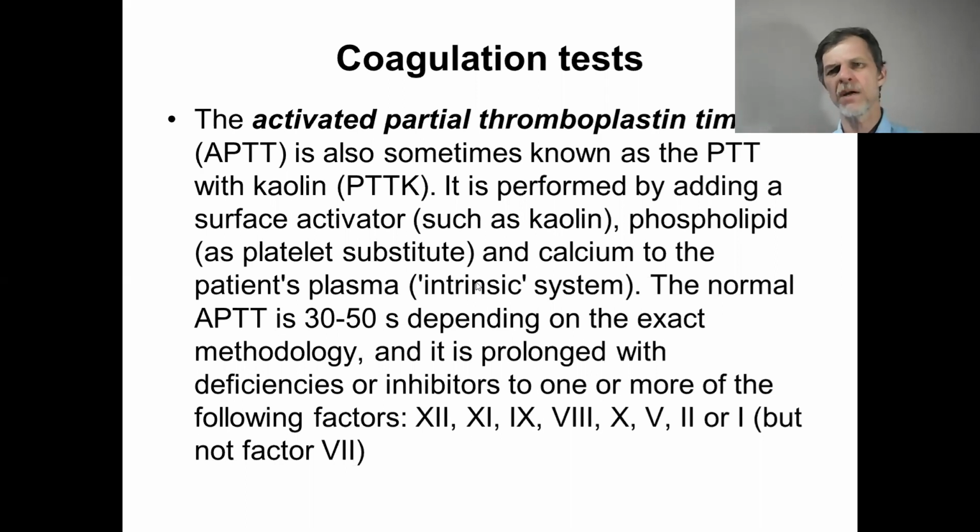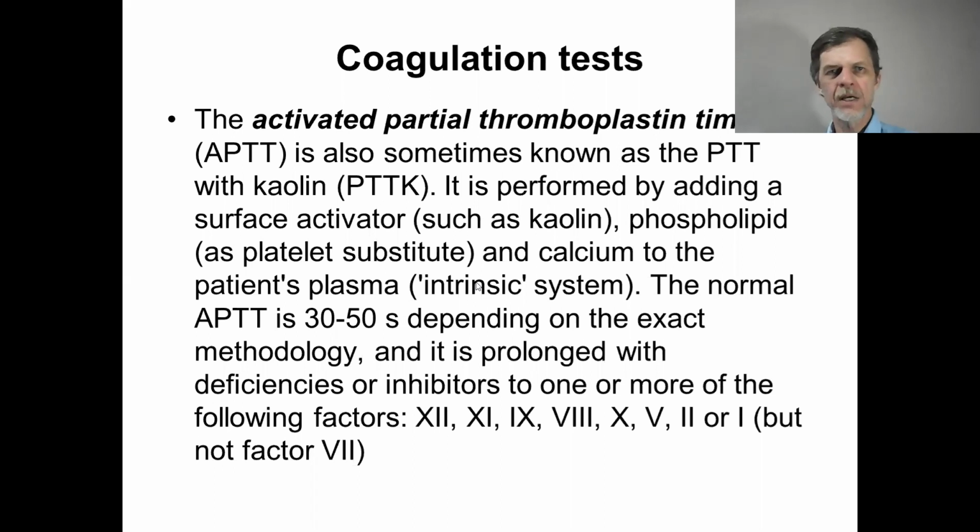So just remember, APTT, or PTT, or PTTK, depending on the methods used, tells us about coagulation in general. If we have some defects in the first, second, or third stage of coagulation, this APTT time will be longer than normal. Normal is 30-50 seconds. If you find that APTT is higher than normal, then you do the thrombin test and prothrombin test, trying to understand at which level we have a problem.